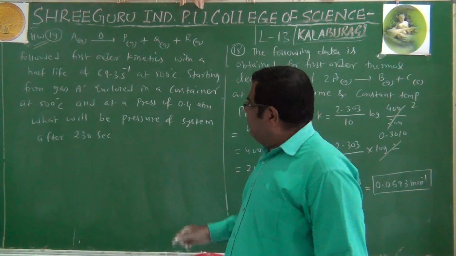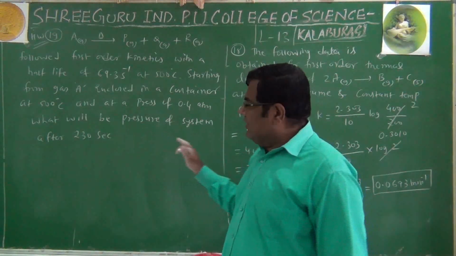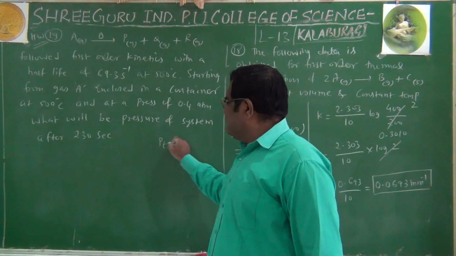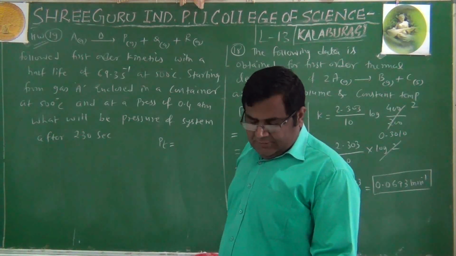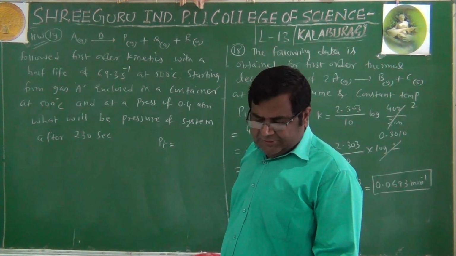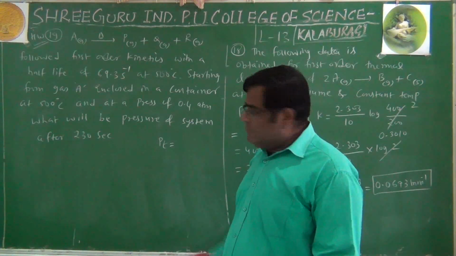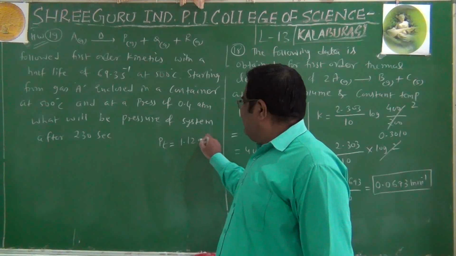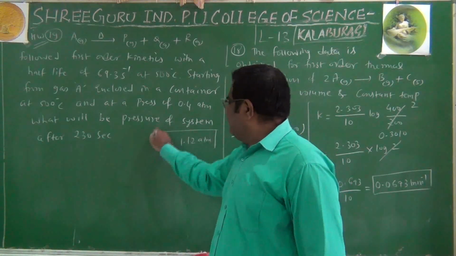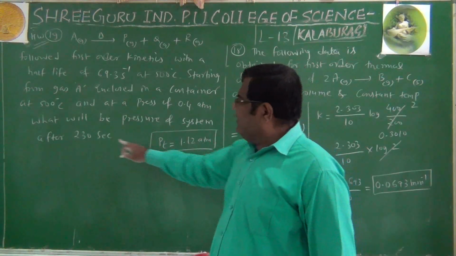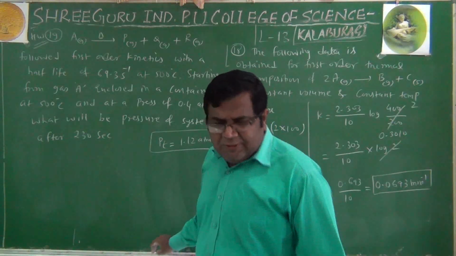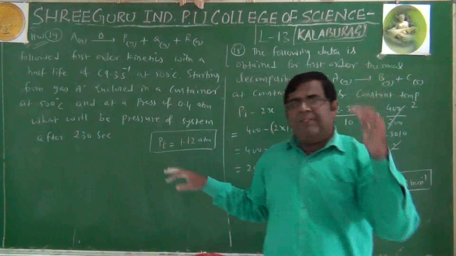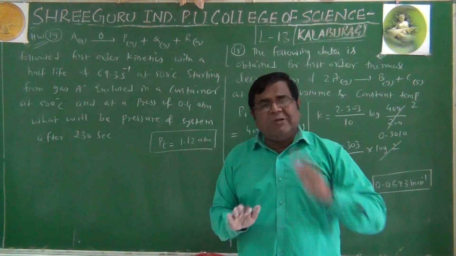So you can solve this as homework. I'll just write the answer here so that if you solve it, you will have confirmation about this answer. The answer is 1.12 atm. This is the total pressure at 230 seconds that we have to calculate. So you follow the procedure. Once again, solve these questions.